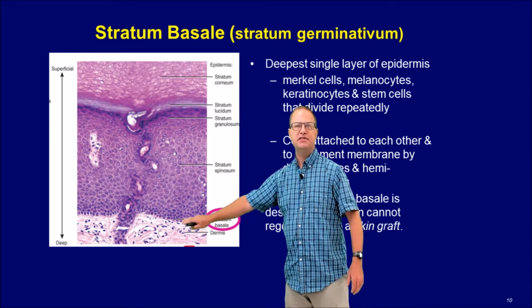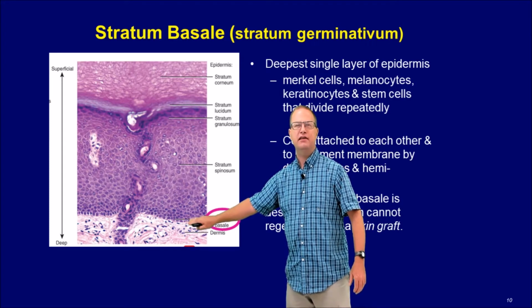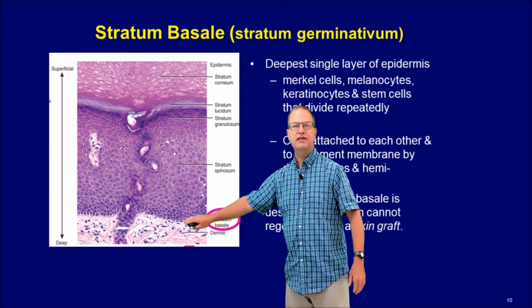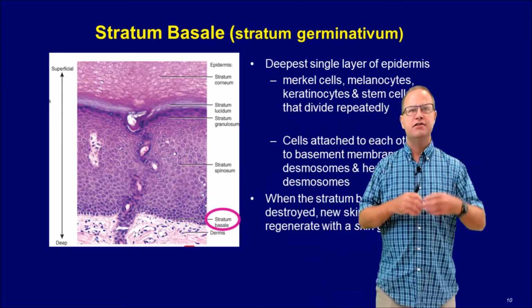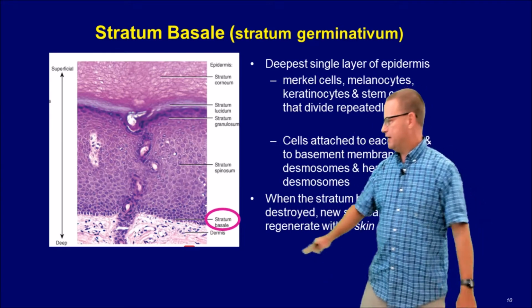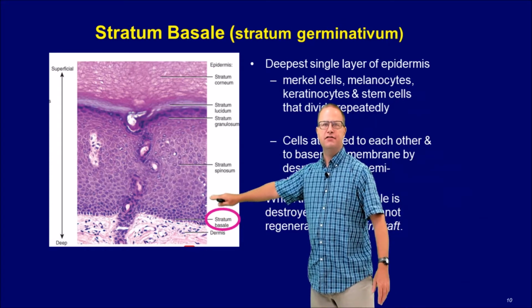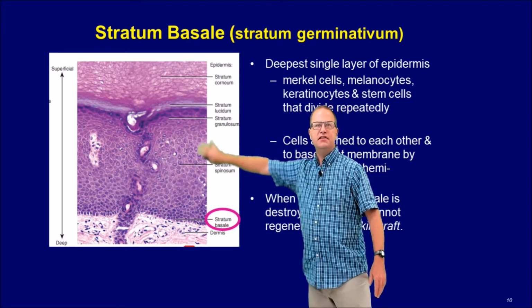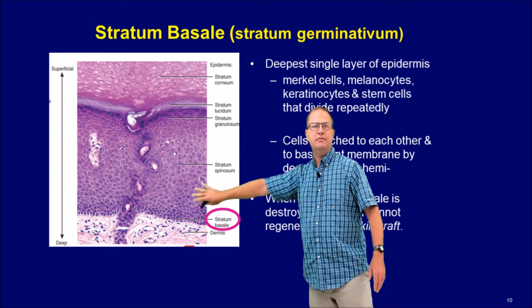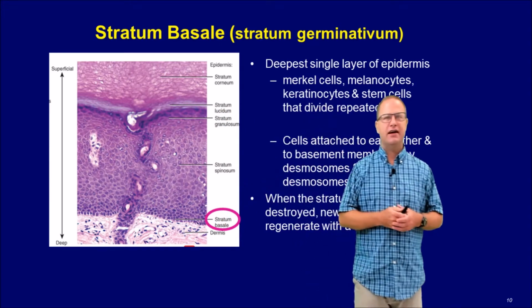So the stratum basale has that basement membrane right there, and the stratum basale is also the base single layer of cells that are actively dividing. So these cells are dividing very quickly, and as they divide, they're pushing those cells further up into the stratum spinosum, etc. So all the cells that are up here were once down here somewhere. So that's where the dividing cells are.